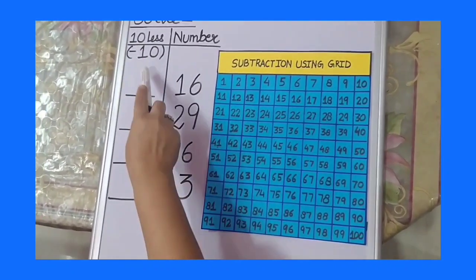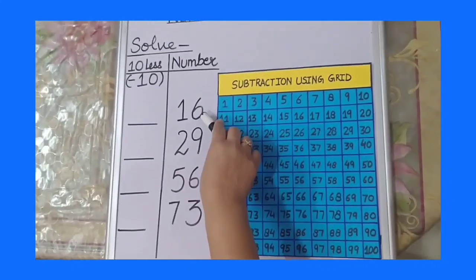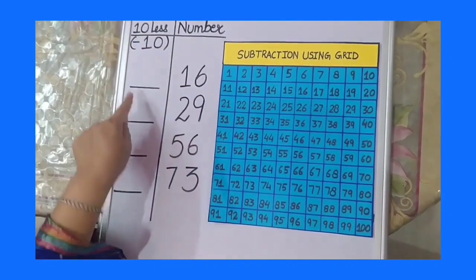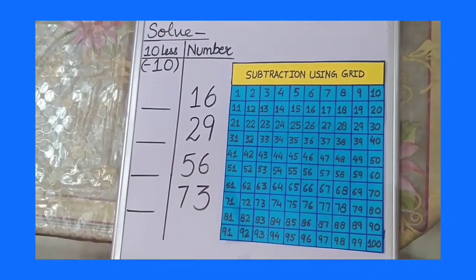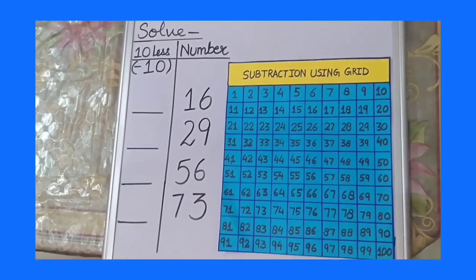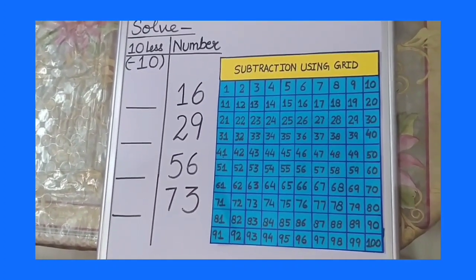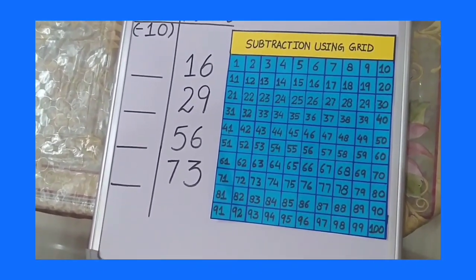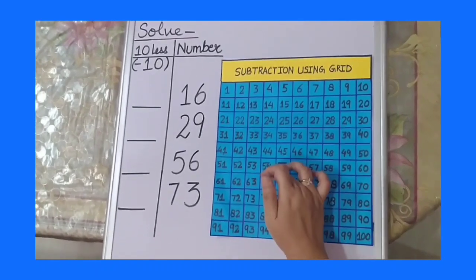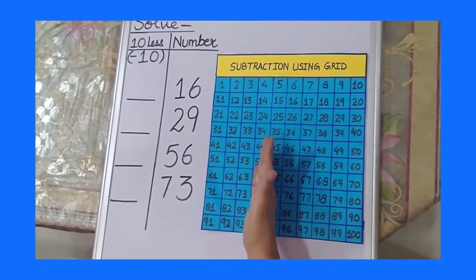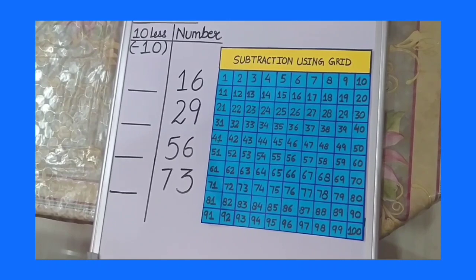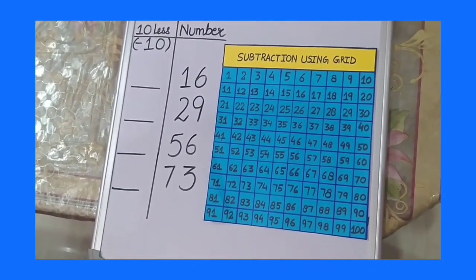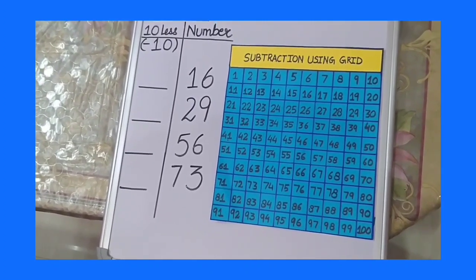Now children, let's solve this exercise. A few numbers are given and you have to find out 10 less than these numbers. So, how to use the grid to find out? Now children, one thing about this grid. If you move upwards one line, it means you are subtracting 10. And if you move one column backwards, it means you are subtracting one. You will be able to understand as I solve the sums.